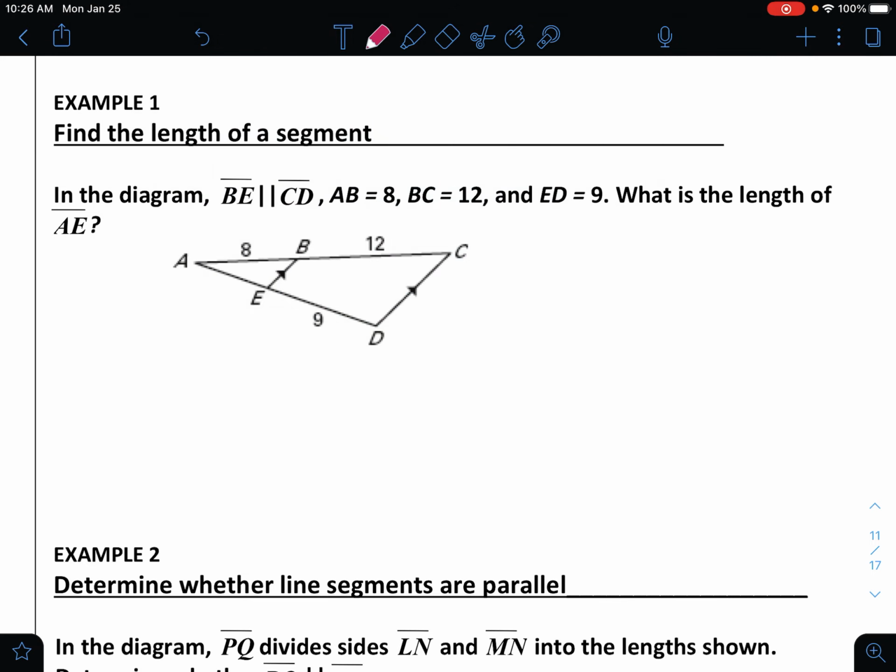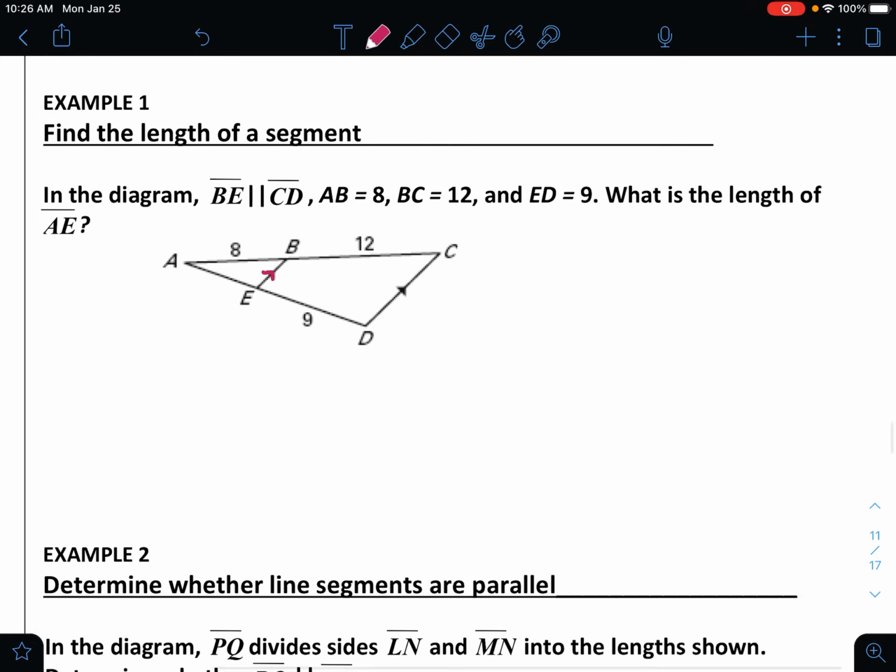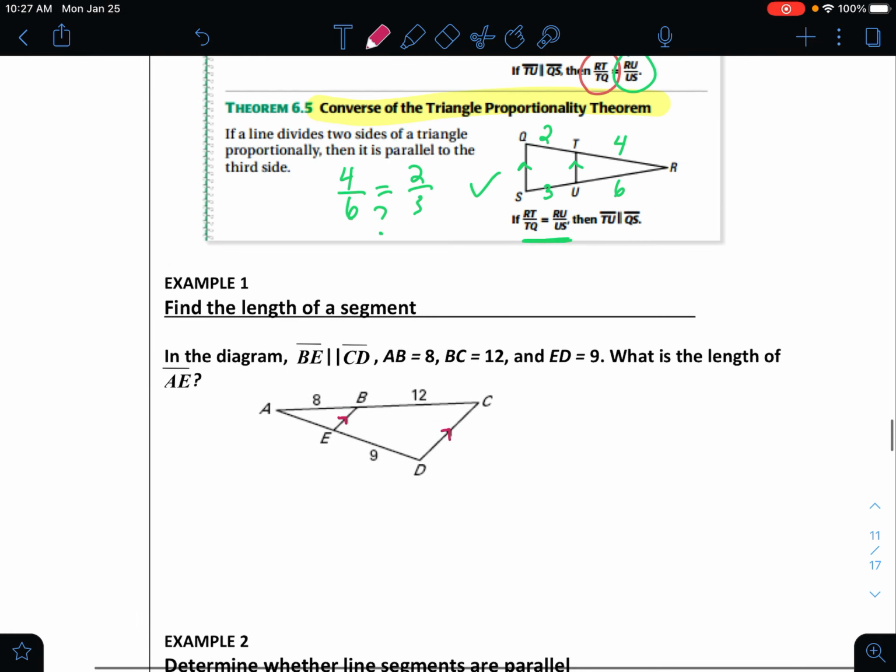All right, let's put this into action in this first example. Find the length of a segment. In the diagram, BE is parallel to CD. I'm just going to reinforce that by drawing over it. AB is 8, and that's already labeled. BC is 12, that's already labeled. ED is 9. What is the length of AE?